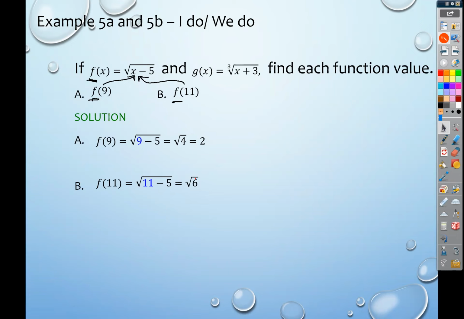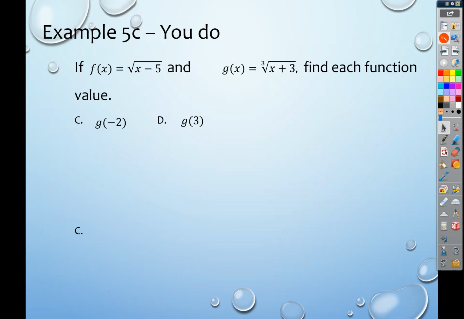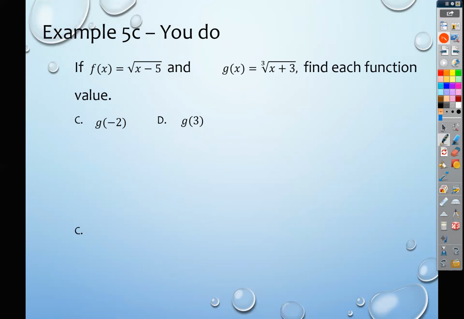Now, unless it says approximate the value, you're going to leave the answer in exact form. That means that unless it says approximate, you do not use your calculator, and you have to leave it as a square root unless it's a perfect square. Okay, so you go ahead and try these.